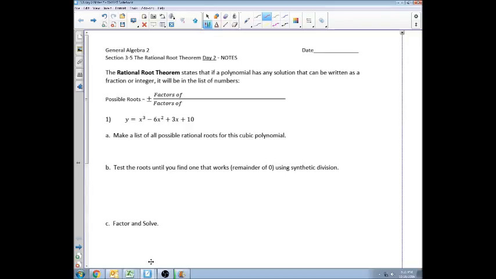This lesson is for my Algebra 2 class. It is section 3.5, the rational root theorem, day 2.